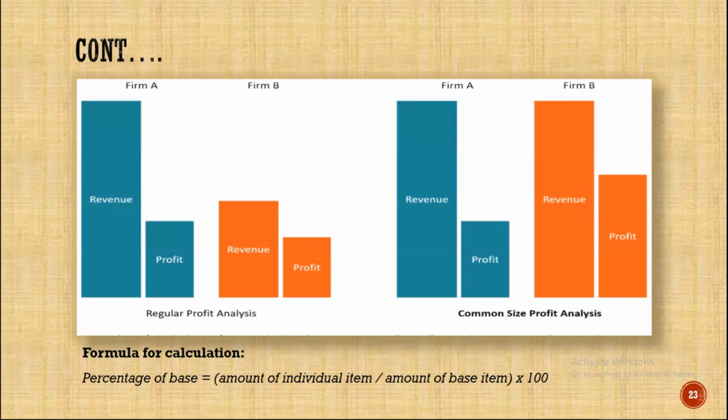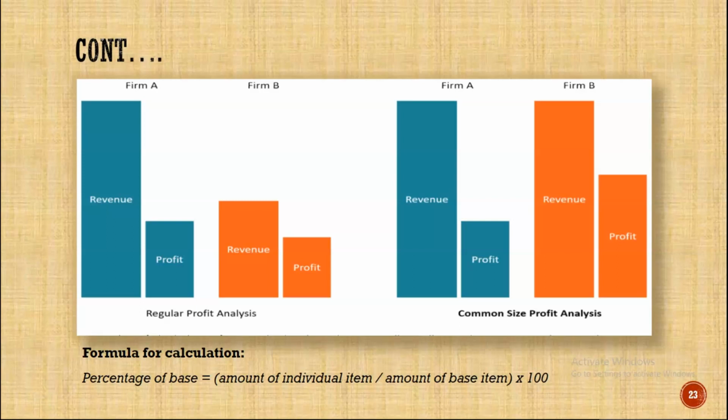So here you can see the comparison, regular profit analysis of company A with company B, and on the other hand you can see common size profit analysis of company A with company B. So definitely by looking at the graph, one can easily understand that the performance of company B is good as compared to firm A. While in regular profit analysis, we may not come to know whose performance is good.